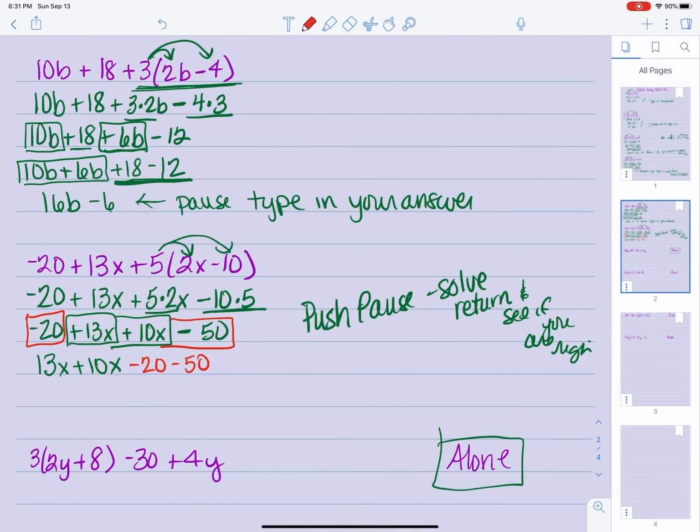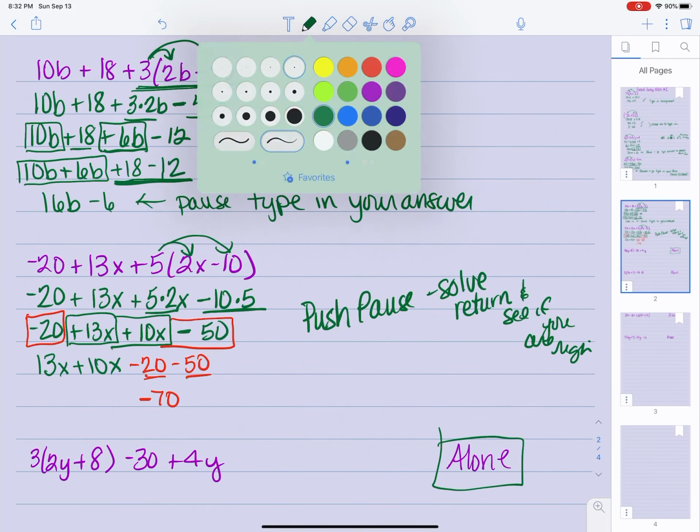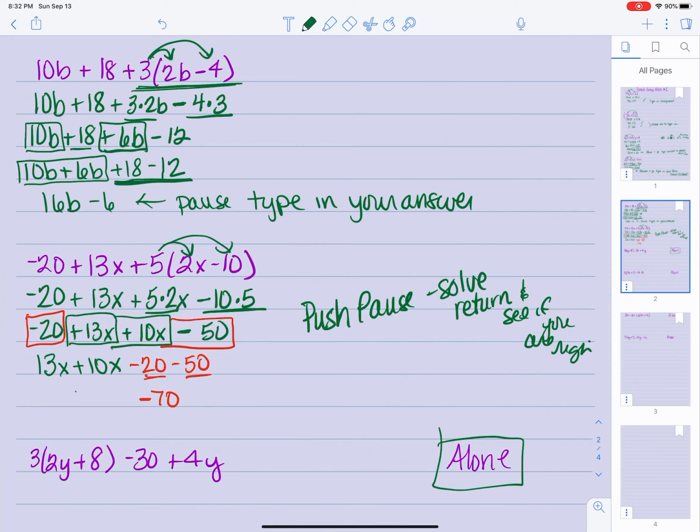So I have same sign. This is what you should have already done. In the activity right before this, you were doing some My HRW work that told you that if you have the same sign, you're going to add those bad boys. So that'll become negative 70. And this side will stay 13 plus 10 because they're the same sign too. 23x. Did you get it right? Hopefully. If you got it right, what I want you to do is go ahead and type it in. If you got it wrong, type it in as well.